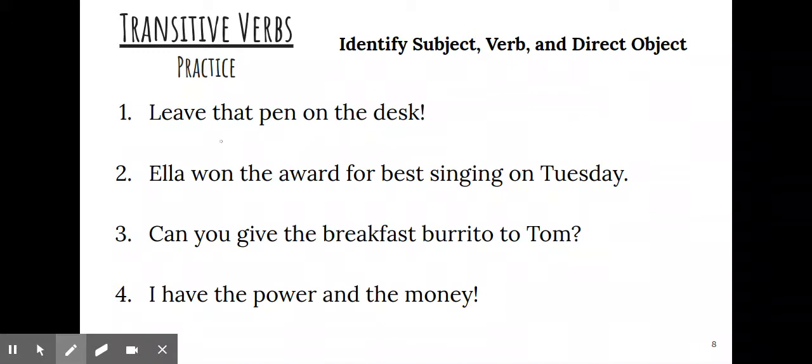In the first sentence, "Leave that pen on the desk," we have to find a subject, and that subject is the understood you. It's an imperative sentence. It's telling you to do something. So you is the subject, leave is the verb, and we would ask, okay, is that an action verb? Yes, you can leave something. So then we plug it into our formula. Remember, we have this formula for finding a direct object. We look at the subject, and we look at the verb, and we ask the question, what?